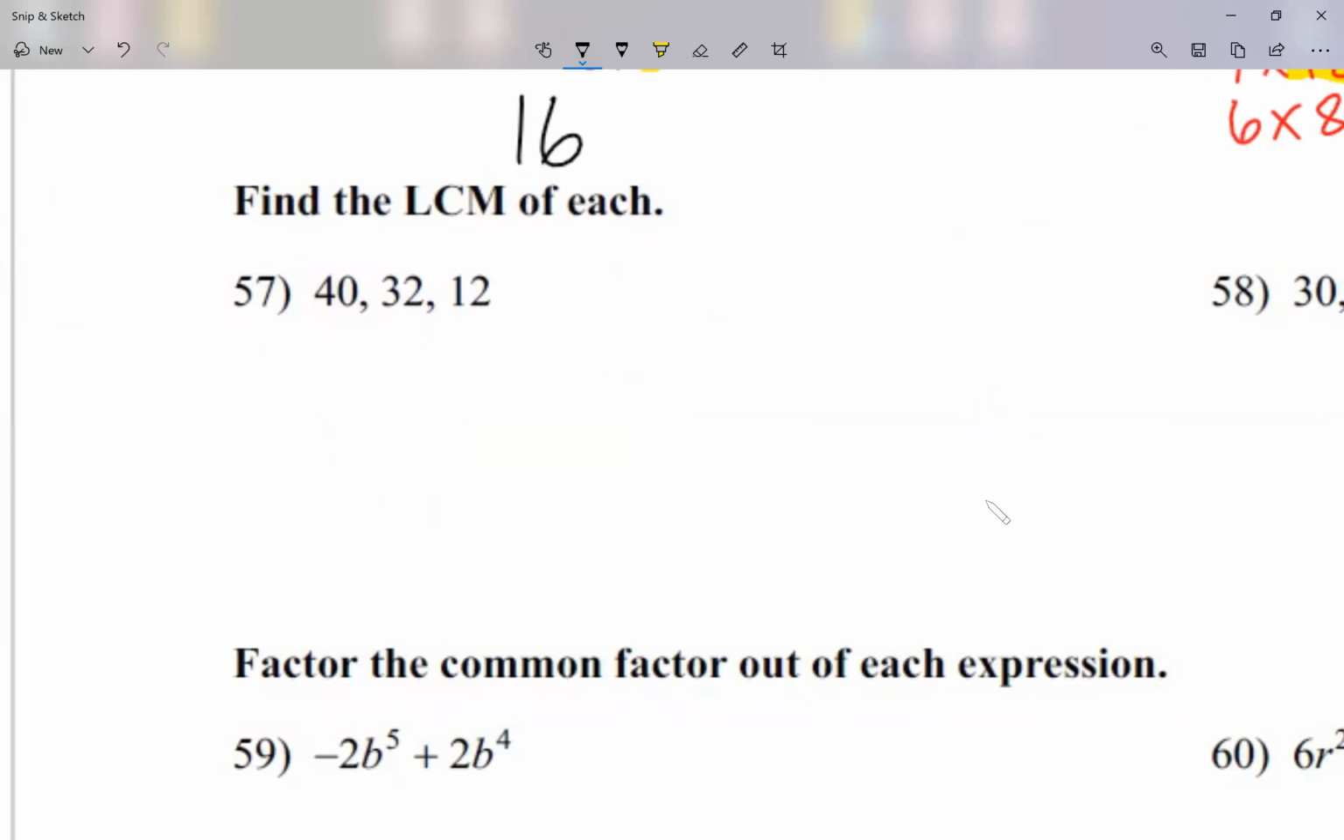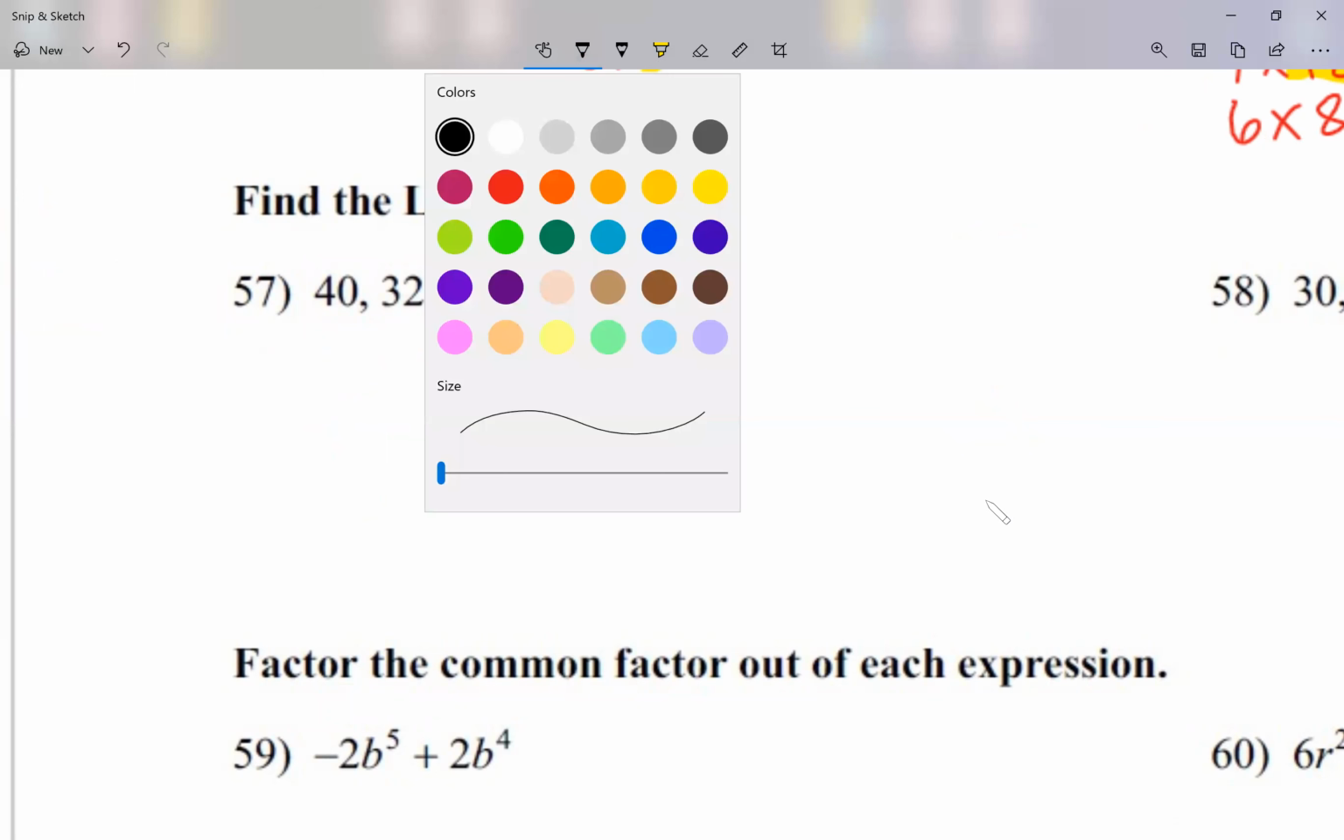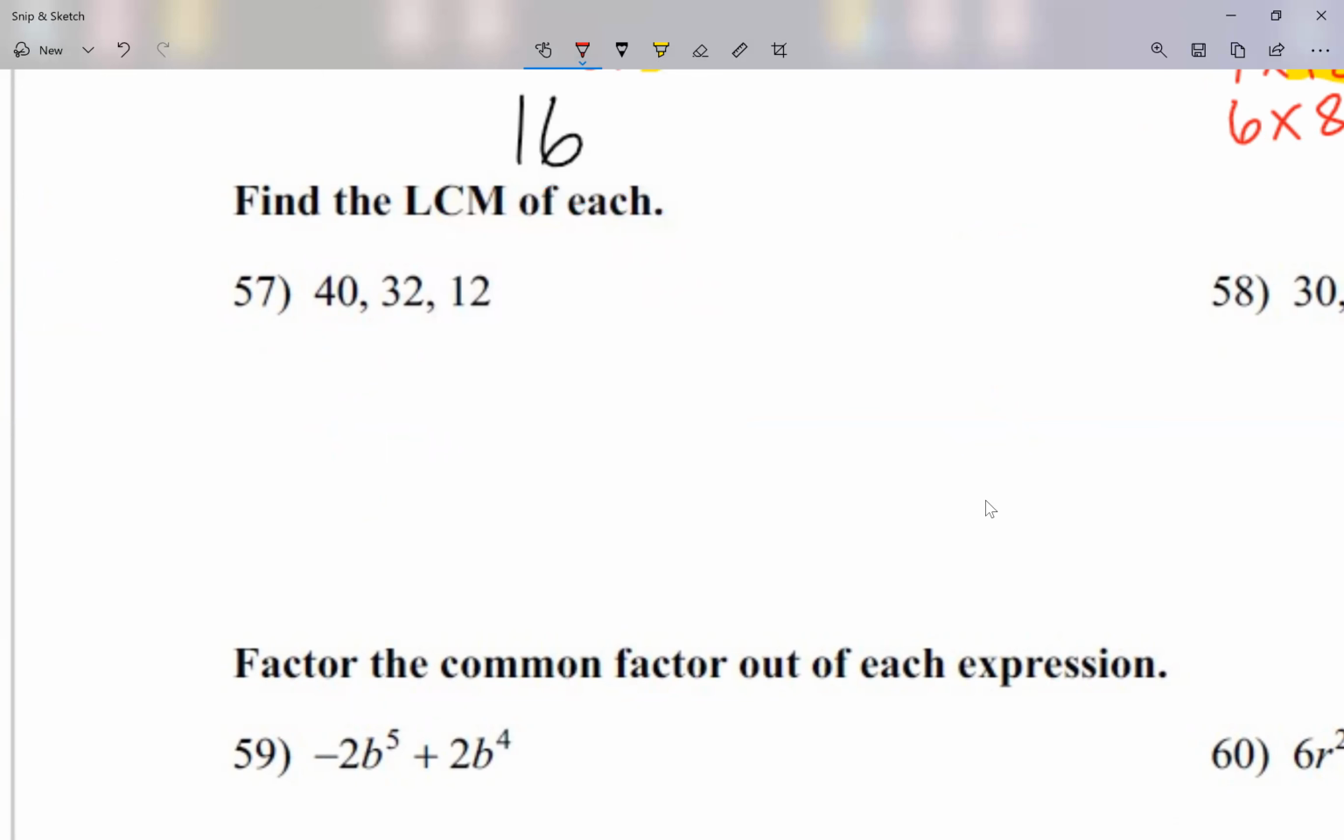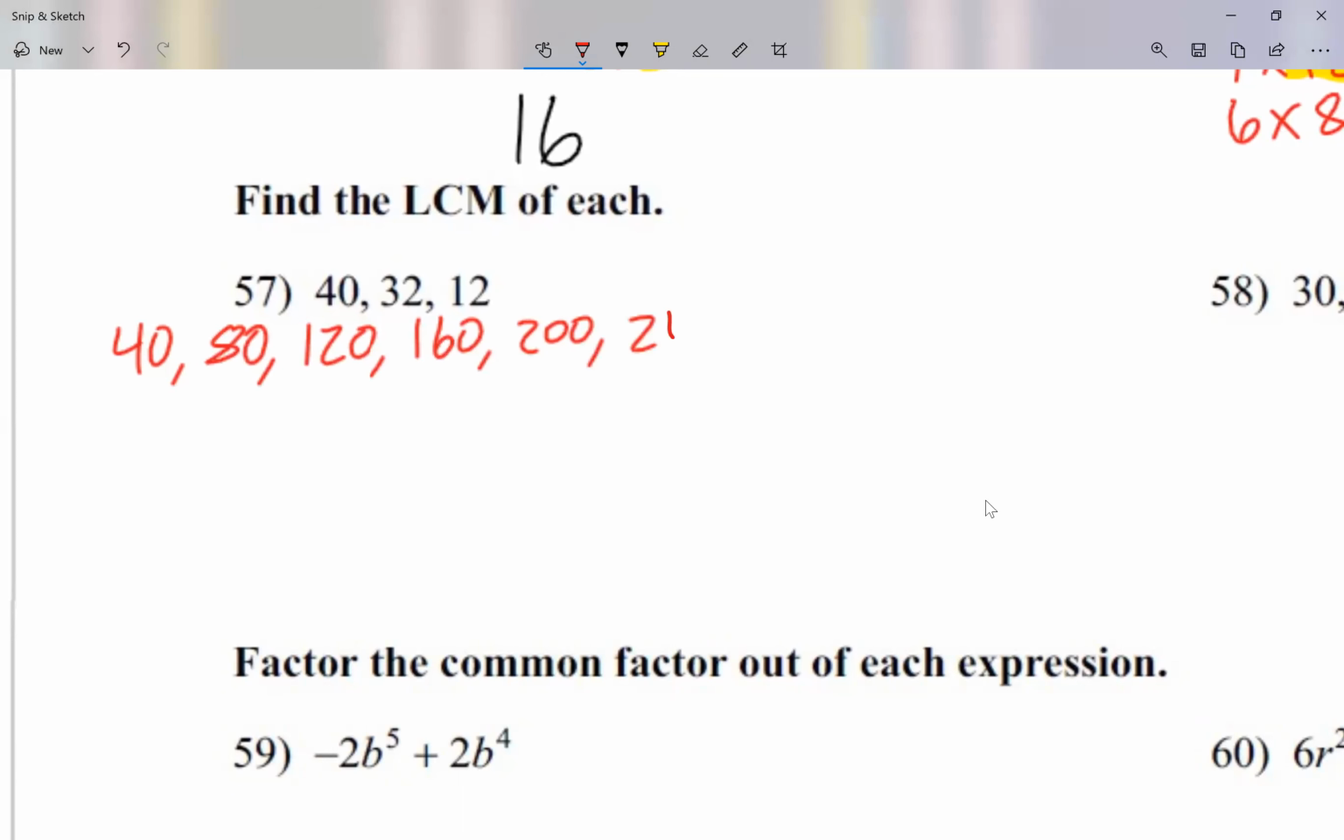Okay, so let me do the multiples of 40. I'm going to start with 40, and for each number I'm going to increase by 40. So 40 plus 40 is 80, plus 40 is 120, plus 40 more is 160, then 200, 240, 280, 320, 360, and then 400. Wow, that's a lot. I'm going to stop there.